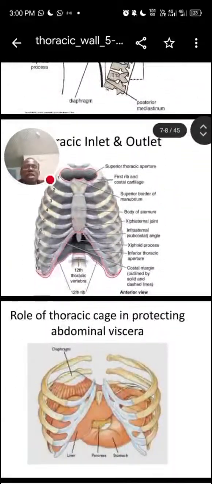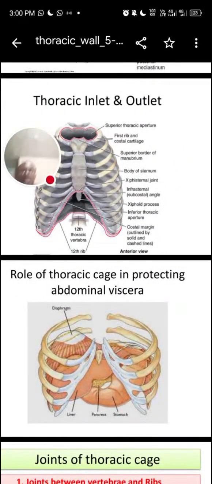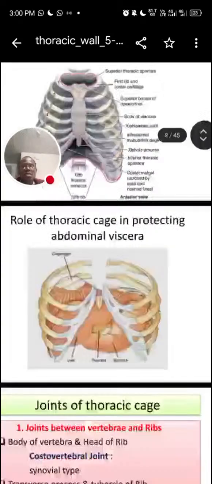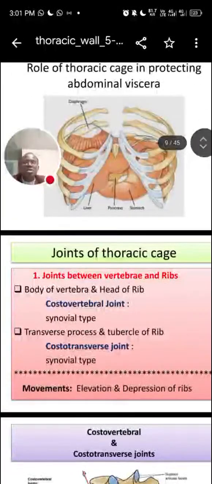Okay, so let's look at thoracic inlet very quickly. Let's look at thoracic inlet. But before we look at thoracic inlet, let's look at thoracic joint, a joint of the thorax.